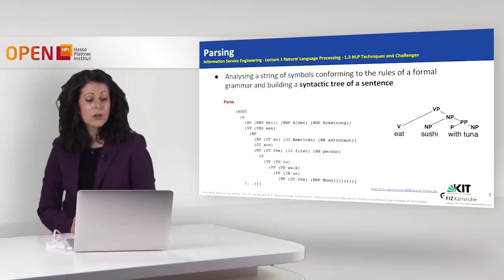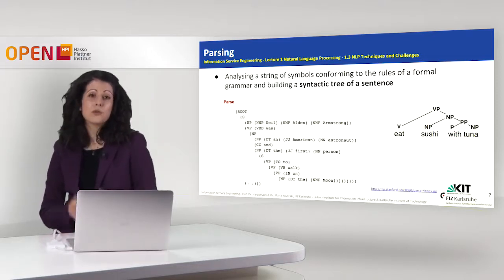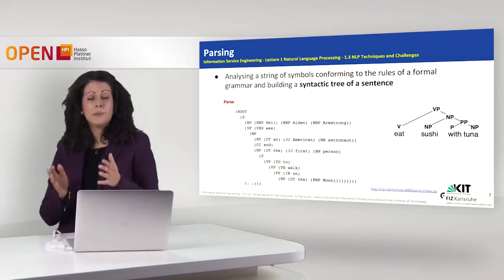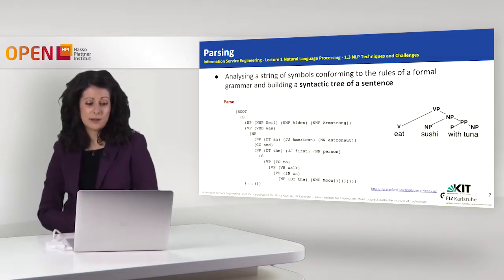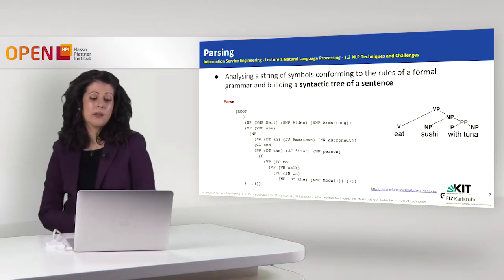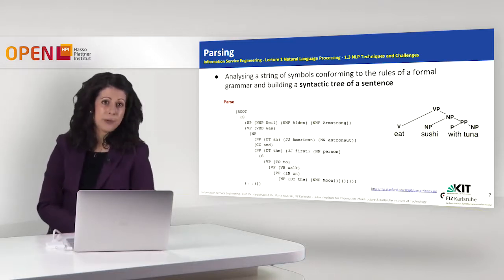You see that first we start with the root, which denotes the root of the tree, and then usually in most of the grammars comes the character S, which denotes the beginning of the sentence. Two of the main components that are in almost every grammar are the noun phrase, which is abbreviated with NP, and the verb phrase, which is abbreviated with VP.